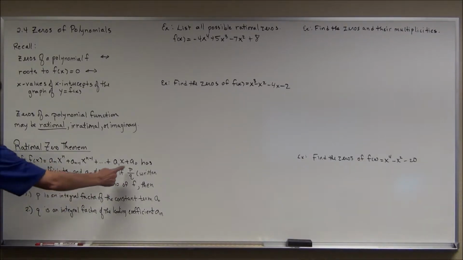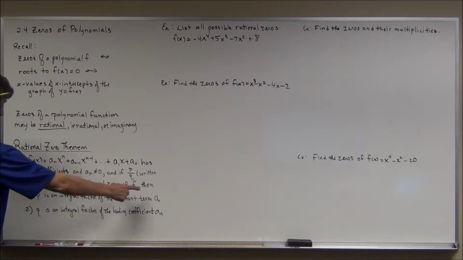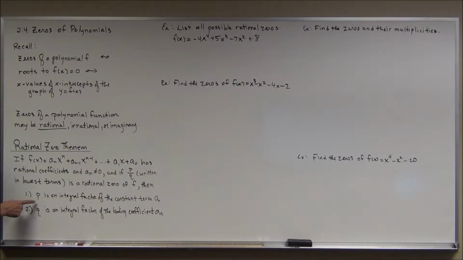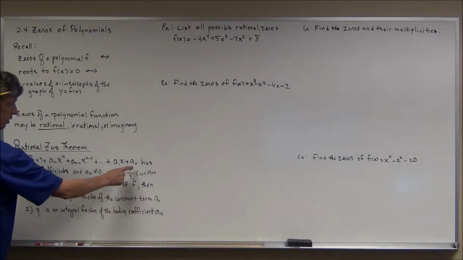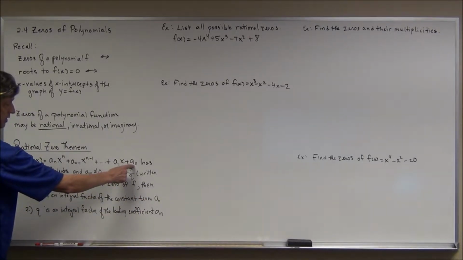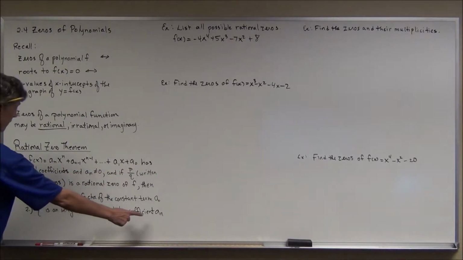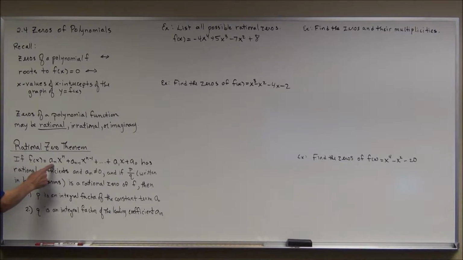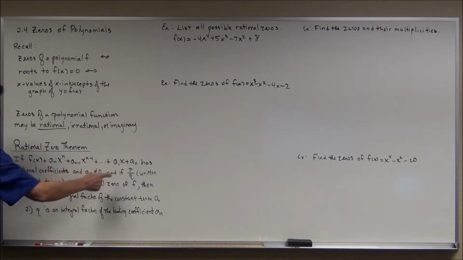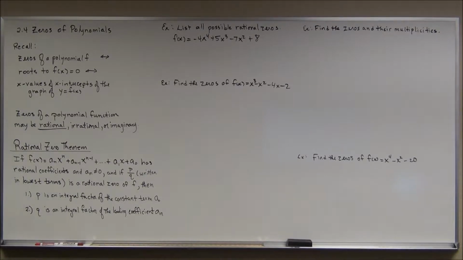then p is an integral factor of the constant term a sub 0. So it's an integer that divides into this nice, neat, and evenly. And q is an integral factor of the leading coefficient, a sub n. So it could be positive, it could be negative, because you could have positive and negative integers. And we look at these two to help us define the p's and the q's, which gives us the possible, hopefully, true rational zeros.